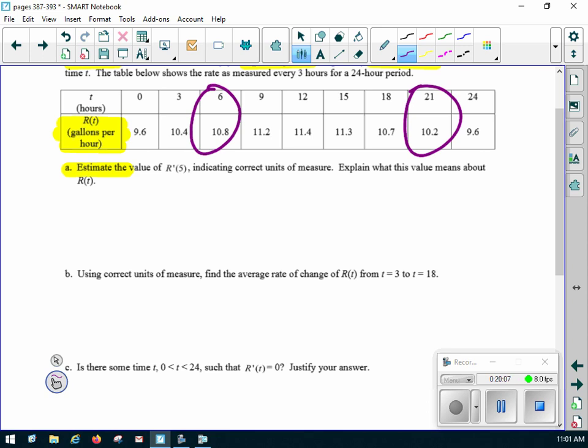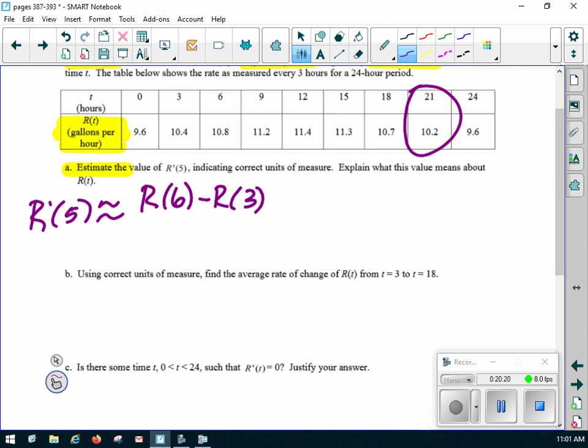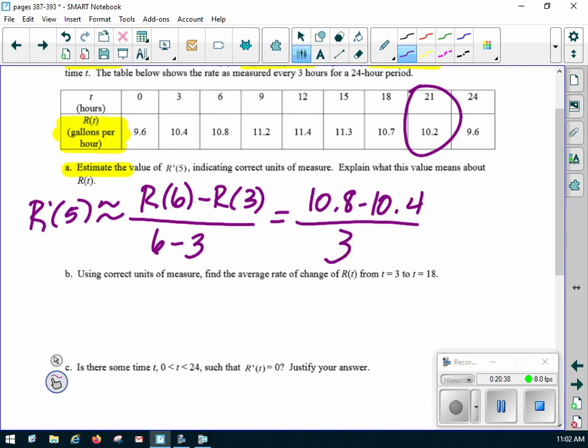So what we're going to do is say r prime of 5 is approximately r of 9. No, not 9. What do I want to use? r of 6 minus r of 3 over 6 minus 3. And you have your calculator because you're conscientious students and you know you need your calculator. Always. Let's go. r of 6, 10.8, minus r of 3, 10.4.